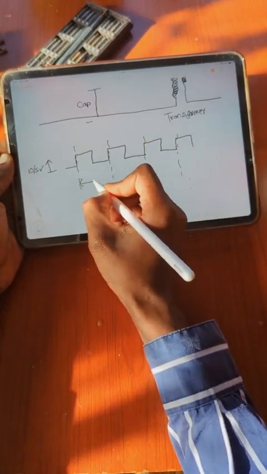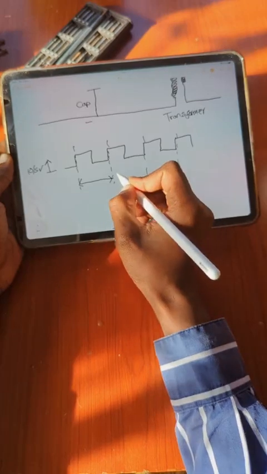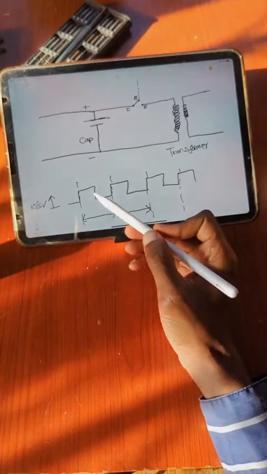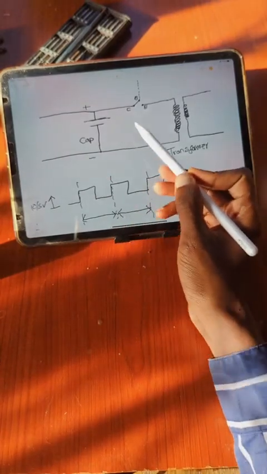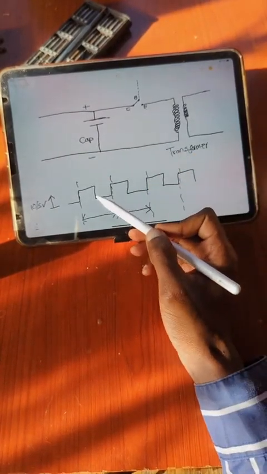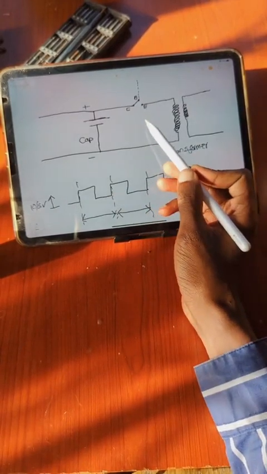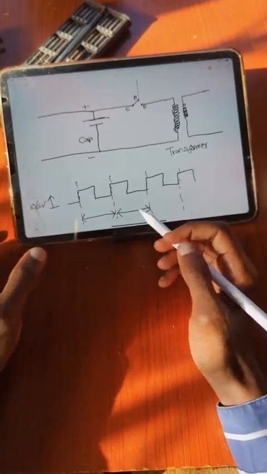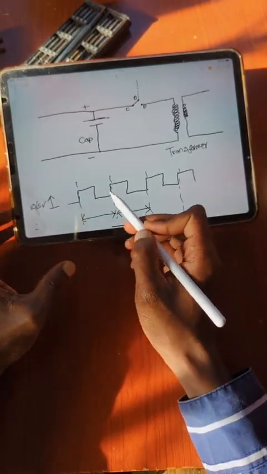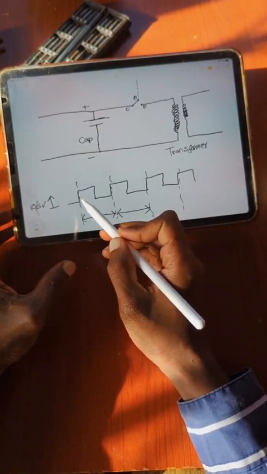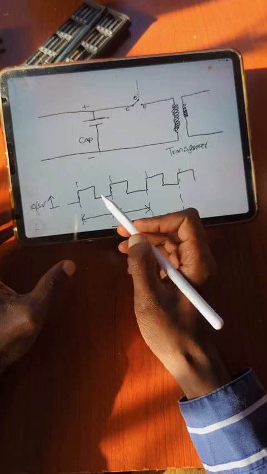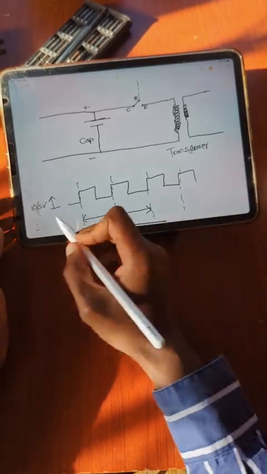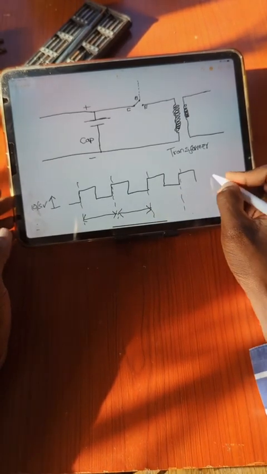This is called a cycle. So this is one cycle and this is another cycle. When the PWM signal is high, this switch is closed, and when it is low, the switch is open. So in a cycle, we are talking about on time and off time. So in this one cycle, the signal is on half of the time. That is the on time, and that is called the duty cycle. So the duty cycle of this waveform is 50%.